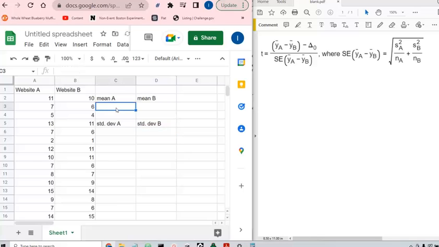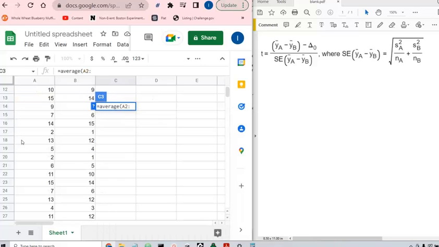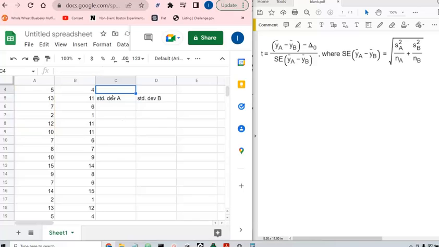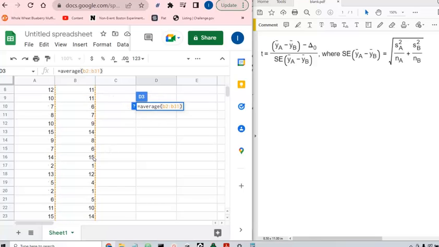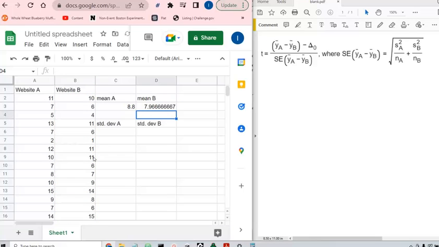So the mean of A, we type equals average, open parentheses, and it starts in A2 and then it ends on A31. That's all the cells. So put a colon between the first cell and the last cell, and then it'll know to find the average between all those numbers. And then the same for B, equals average, except it's B2 to B31, I think. You can click and drag too. And this is Google Sheets, but it's the same thing in Excel.